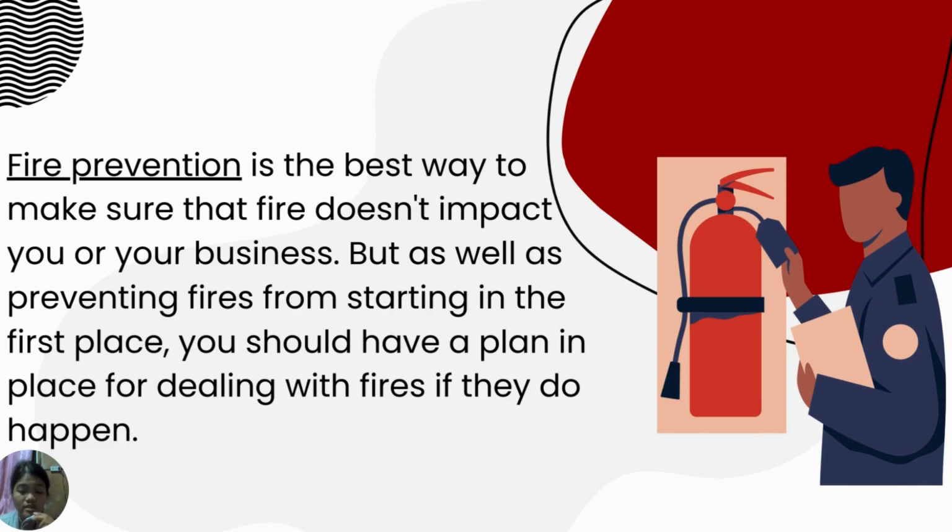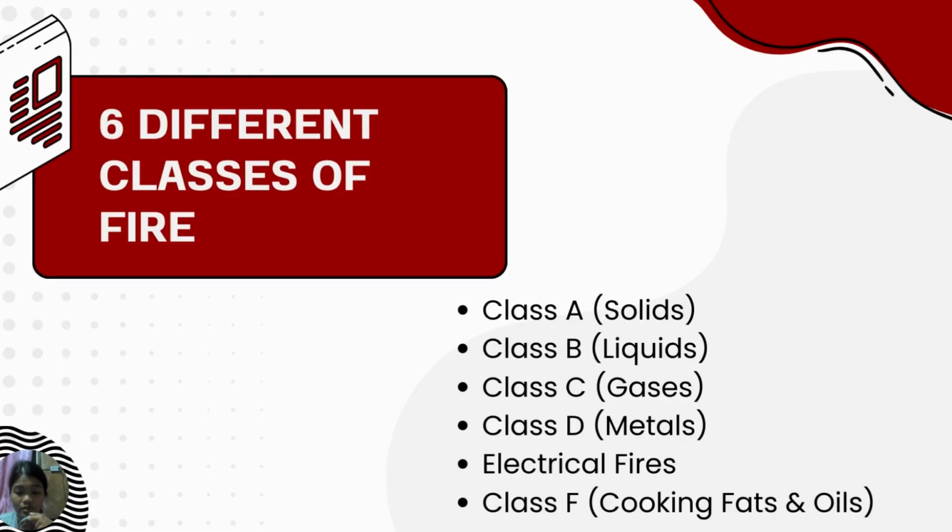Not every fire is the same. Different fires can have different hazards and risks. Using the wrong type of fire extinguisher could do more harm than good. So there are six primary fire classes, classified according to the igniting agent.